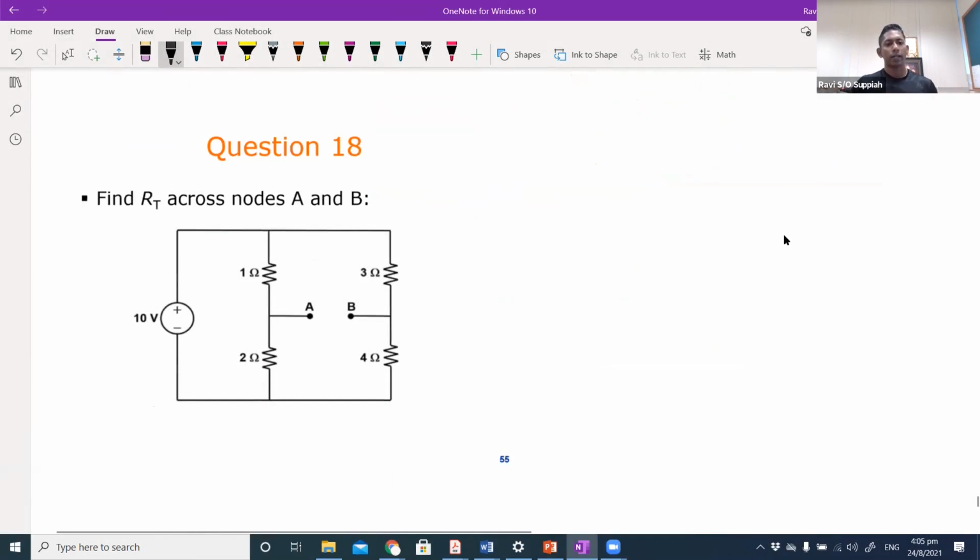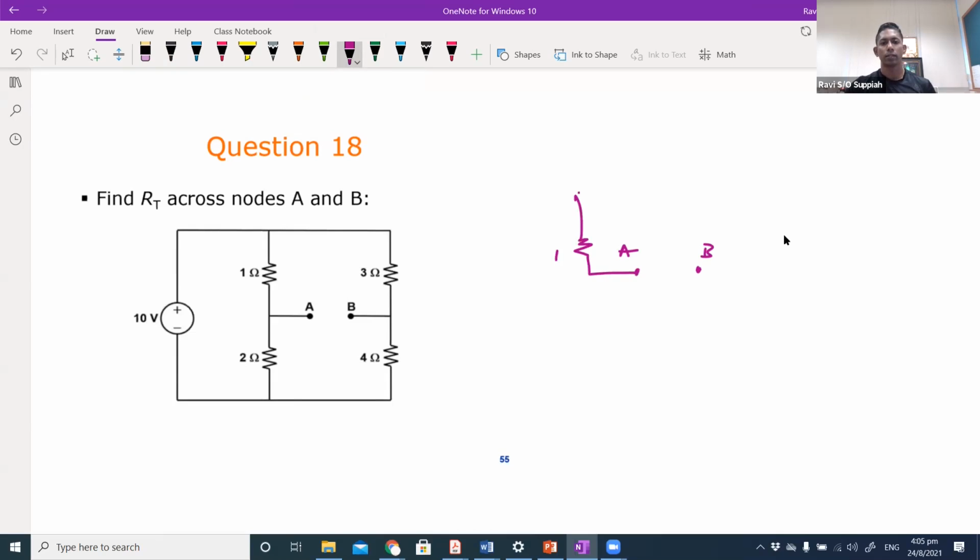So find the RT across nodes A and B. Okay, RT across nodes A and B. So to find this Thevenin resistance, what we do is, okay, let's redraw the circuit. So when I redraw the circuit, okay, so it's A and B. Okay, so let me draw the rest of the circuit first.